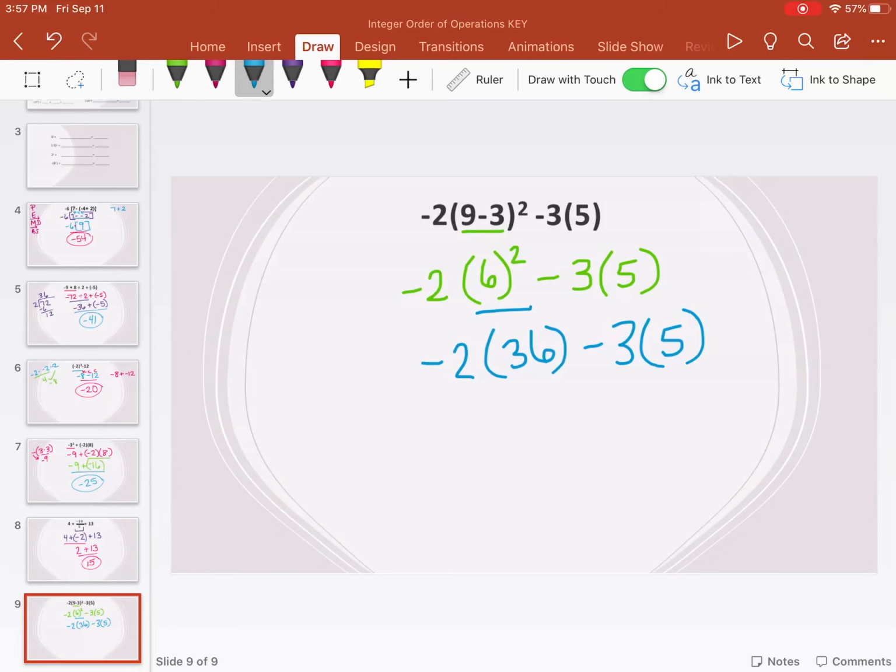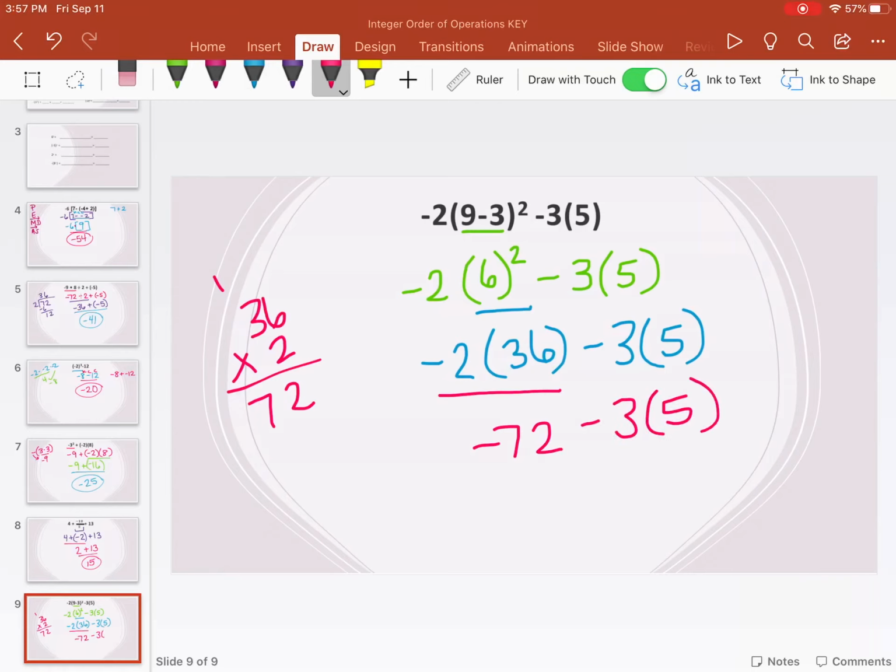Okay, then I'm done with exponents, I'm done with parentheses. Multiply, divide. So I'm going to multiply left to right, so multiply right here. Negative 2 times positive 36. Again, do it off to the side if you need to. 6 times 2 is 12. 2 times 3 is 6 plus 1 is 7. So I get 72. Negative times positive makes it negative.